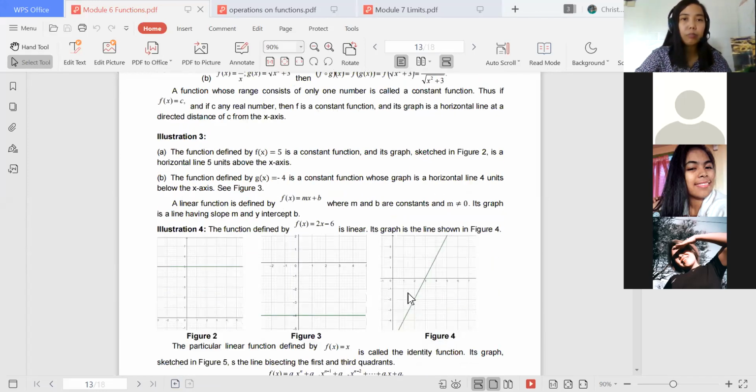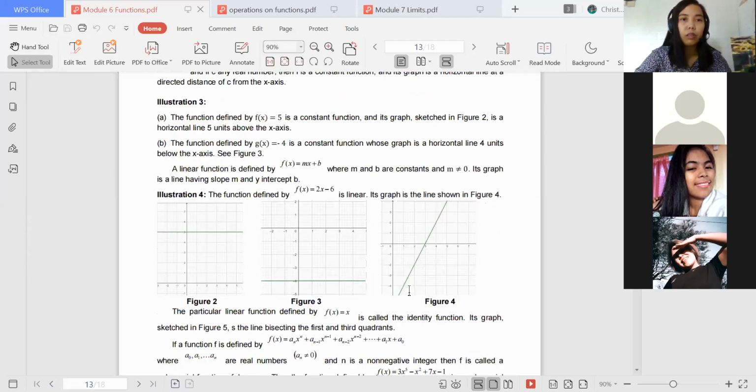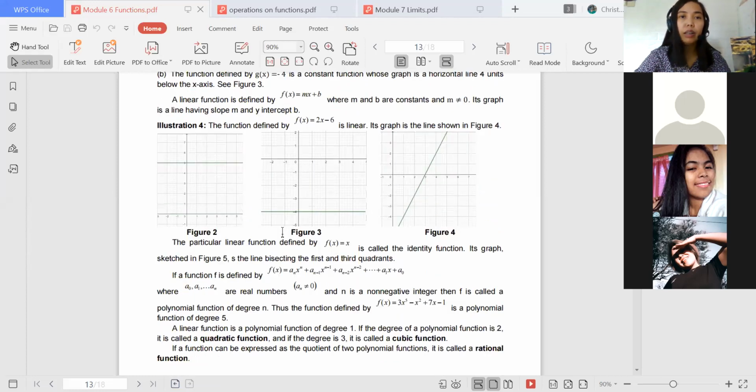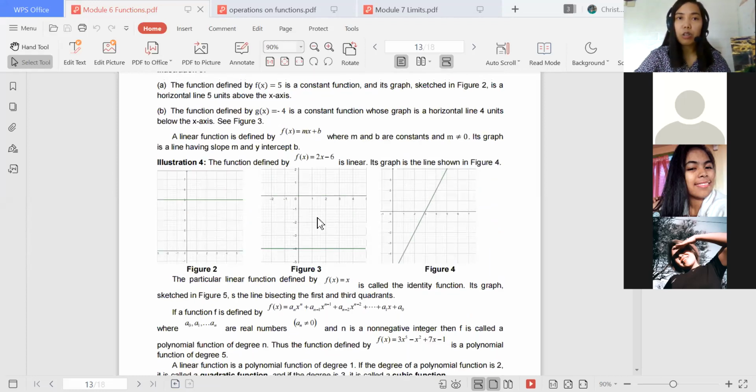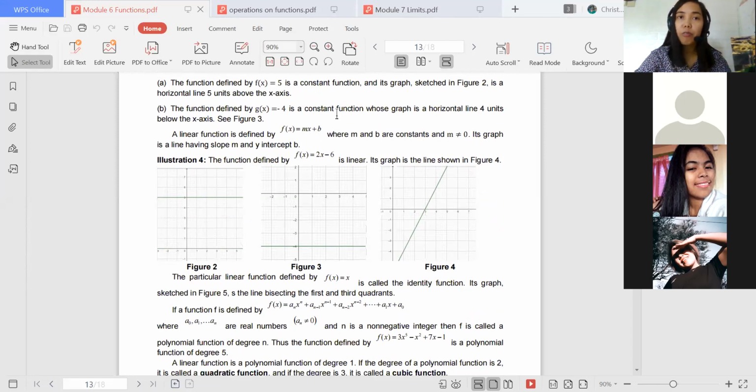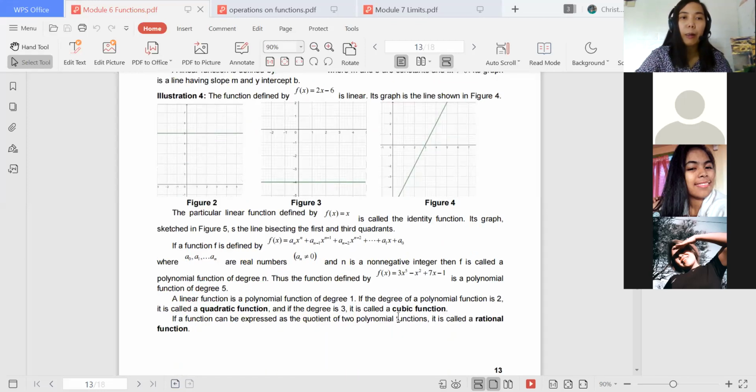Okay, and here are also the types of functions that I have already discussed, linear functions. This is the form f of x is equal to mx plus b, and we know that the graph is a line. And we also have the constant function. For a constant function, class, the form is f of x is equal to b. So the graph is a line parallel to the x-axis. This is figure 2.